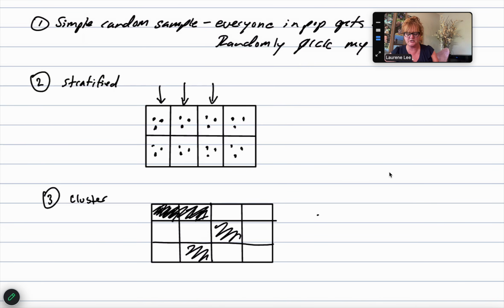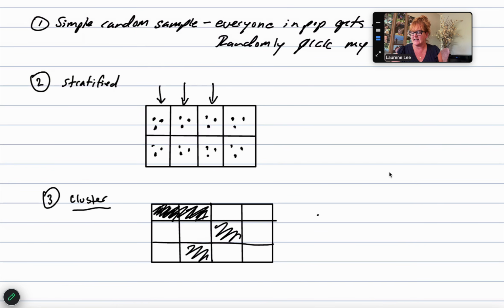So the key word to look for with a cluster sample is somewhere in the explanation it'll say all. So I subdivide by blah, blah, blah, and then I pick all the people in. That's a cluster sample, as opposed to I pick 3 in each category. That would be stratified.